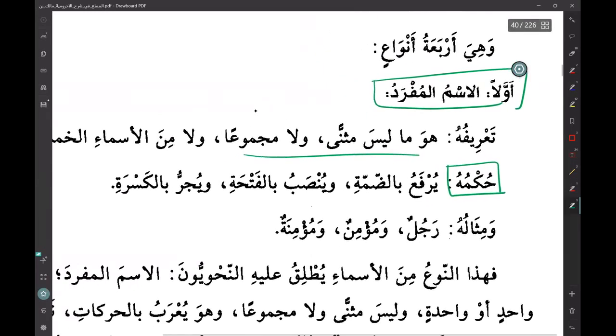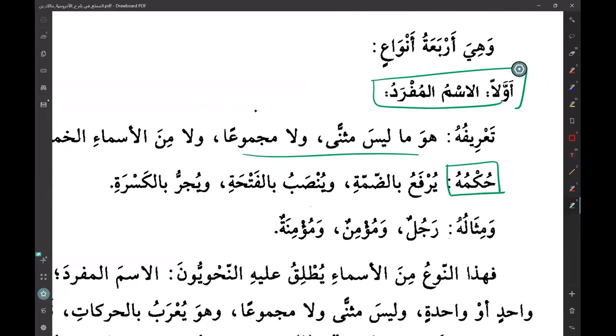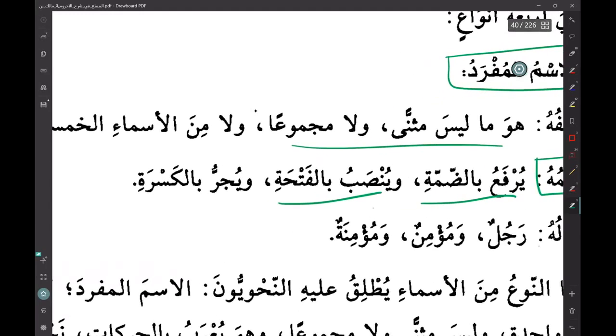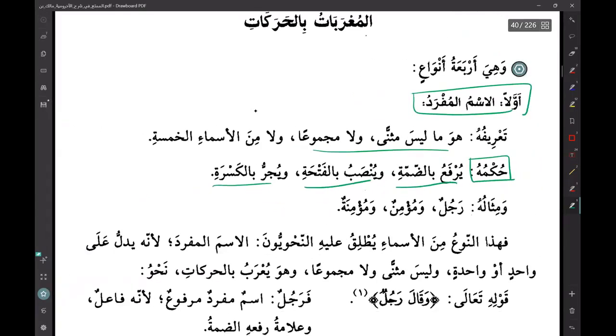It is your asl, exactly the way it is. Yurfa' bid-dhamma, so we use dhamma for the raf'. Yunsabu bil-fatha, and we use fatha for the nasb. And yujarru bil-kasra, we use kasra for the jarr, your standard asli. You understand? So there is not much to talk about here.